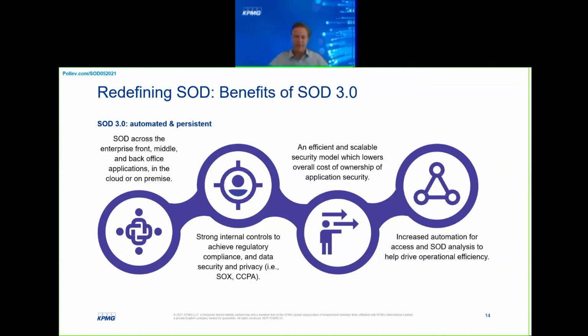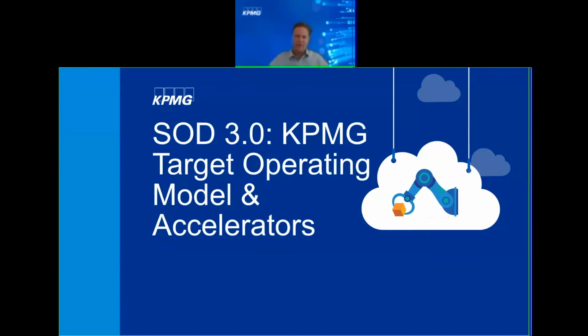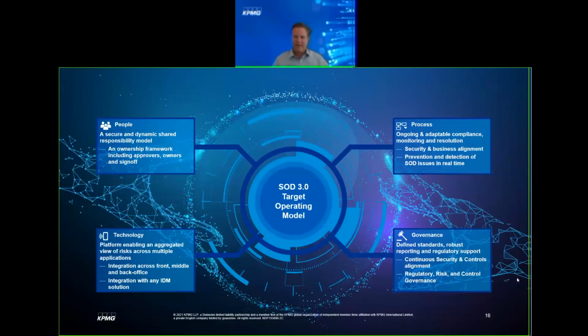So we can move on to the next slide, Pam. We talked a lot about where we are, but let's focus a little bit now on how we're going to get there. And this is what we alluded to in terms of target operating model. So on the next slide, this is one of my favorite slides overall, because it shows the four arms of separation of duties 3.0.